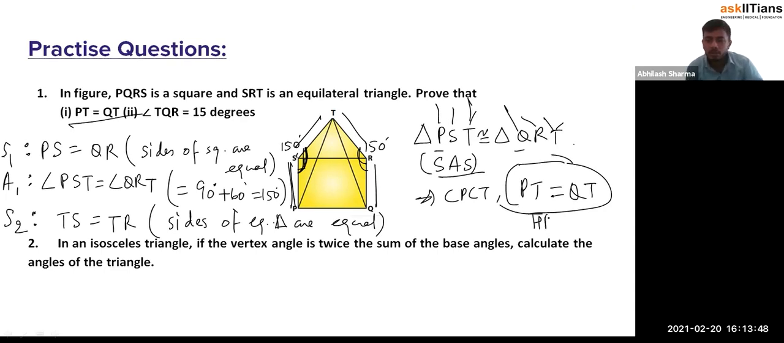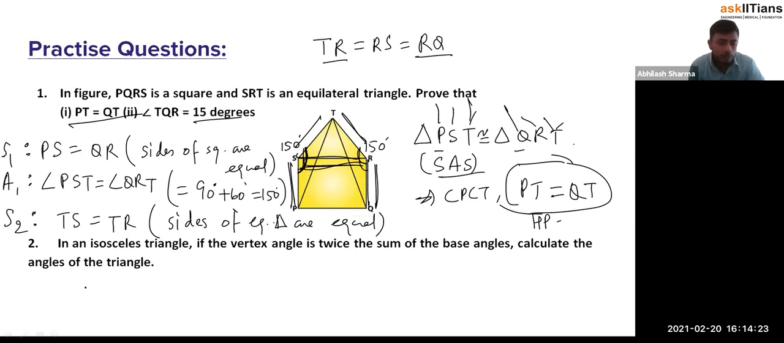What about this second part? How will we find the value of this angle? Observe that we are talking about angle TQR. Since this is an equilateral triangle, TR will be equal to RS, because in an equilateral triangle all side lengths are equal. And we know that SR will be equal to RQ, because in a square all the side lengths are equal. So we get that TR equals RQ.